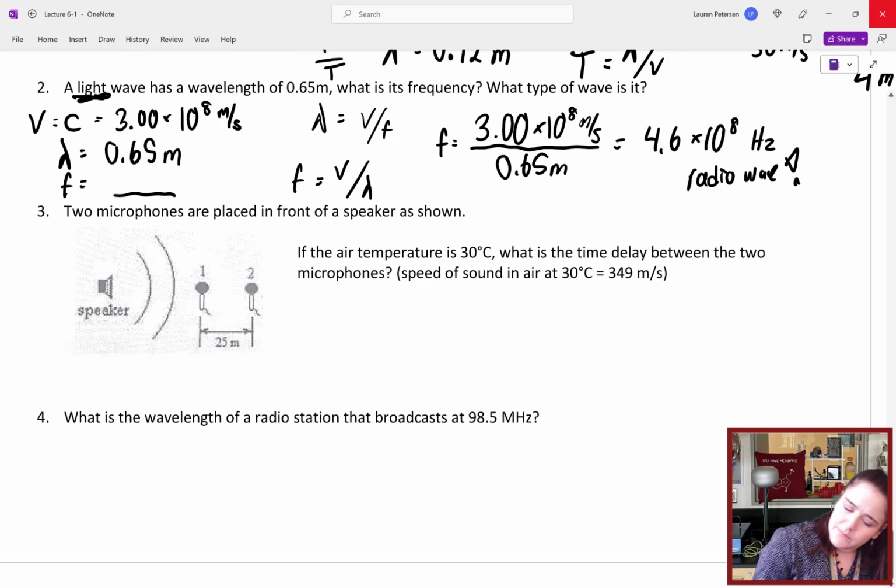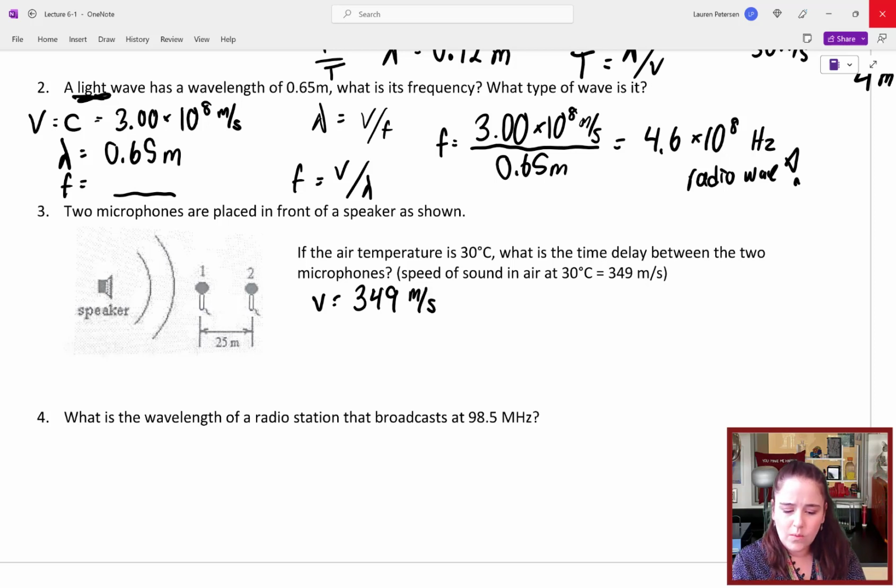Let's see, this one is a slightly more challenging problem. Two microphones are placed in front of a speaker. If the air temperature is 30 degrees, and they give us the speed of sound in air, I'll just write that down real quick: v equals 349 meters per second. What is the time delay between the two microphones?